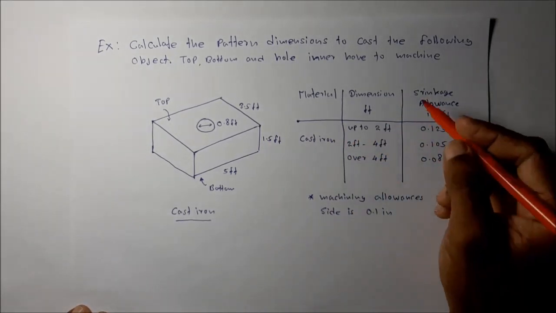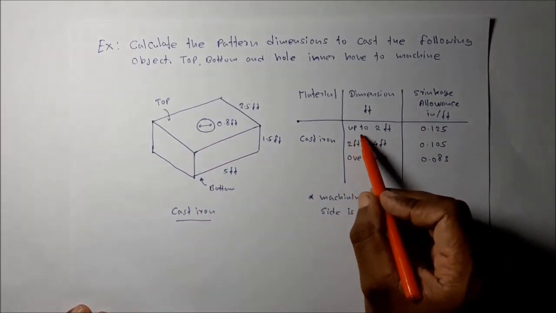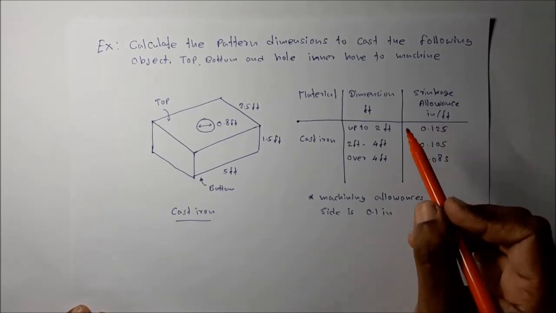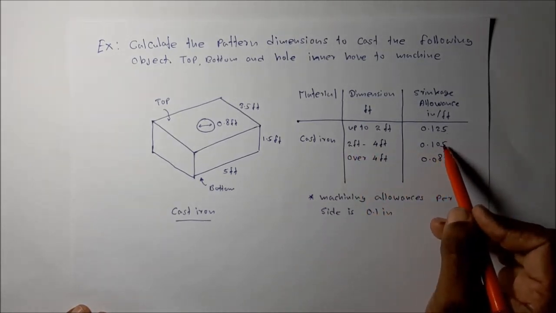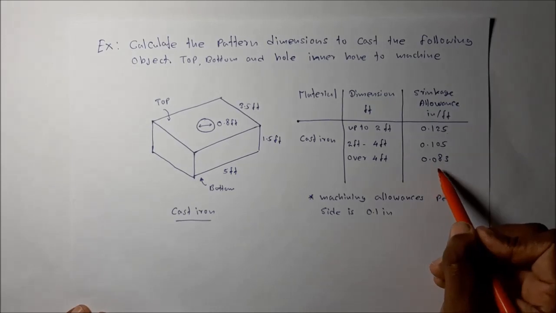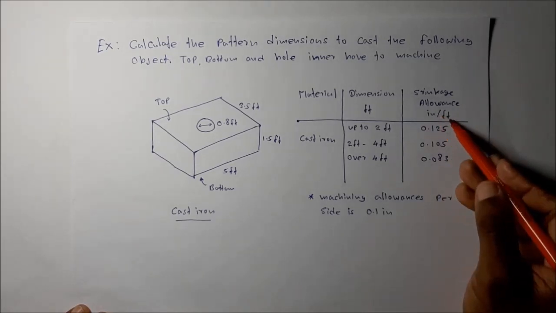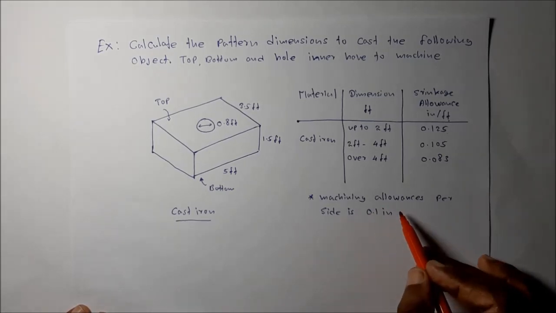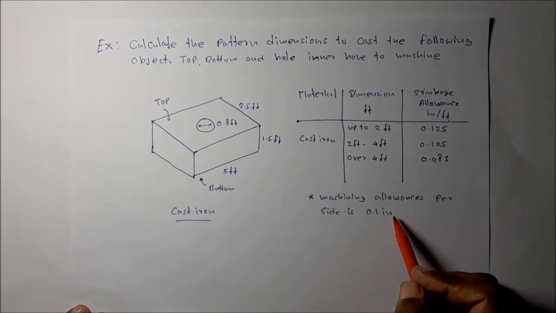Here the allowances are given using this kind of chart. Up to 2 feet dimensions, a shrinkage allowance of 0.125 inches we have to give. Between 2 and 4 feet we have to give 0.105 inches shrinkage allowance. Over 4 feet dimensions we have to give 0.083 inches, per foot. Then the machining allowance is given per side as 0.1 inches.